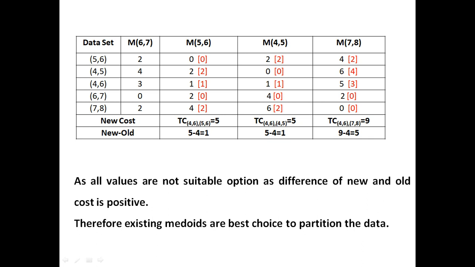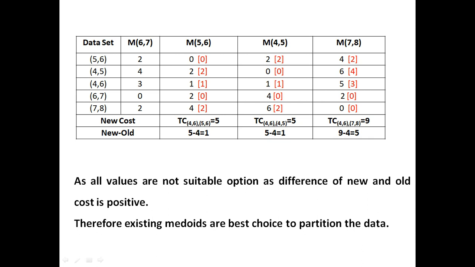Here there is no need to do the calculation again because we are getting the same values from the previous table. We only need to make the comparison operation. So for 6, 7 and 5, 6, minimum is 0, 4, 2 minimum is 2, 3, 1 minimum is 1, 0, 2 minimum is 0 and 2, 4 minimum is 2. In this way we are comparing with 6, 7 and 5, 6. After that we will compare 6, 7 and 4, 5, and 6, 7 and 7, 8.